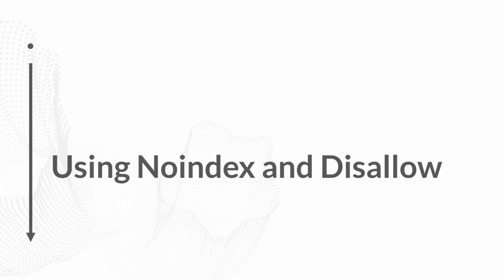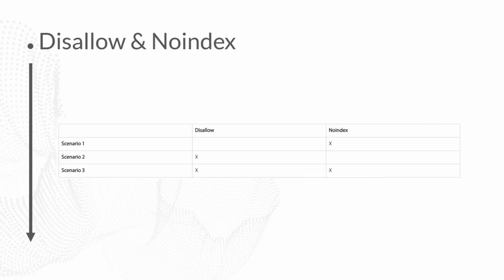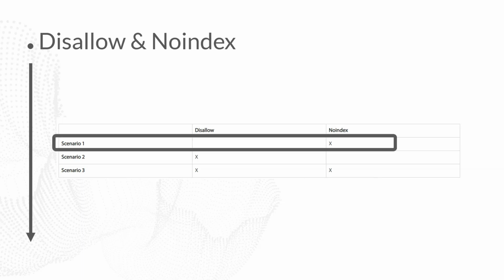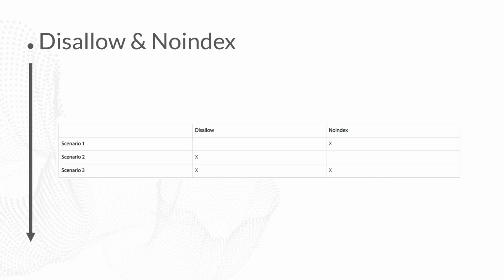All right, let's talk about how you use noindex and disallow, and how, in particular, these two can work together. There's really three scenarios for how these two different commands can work together. The first scenario is you specify no disallow, and you have a noindex. In that scenario, Google is able to go through the page, crawl the page, look at everything on the page. It just won't show up in search results.